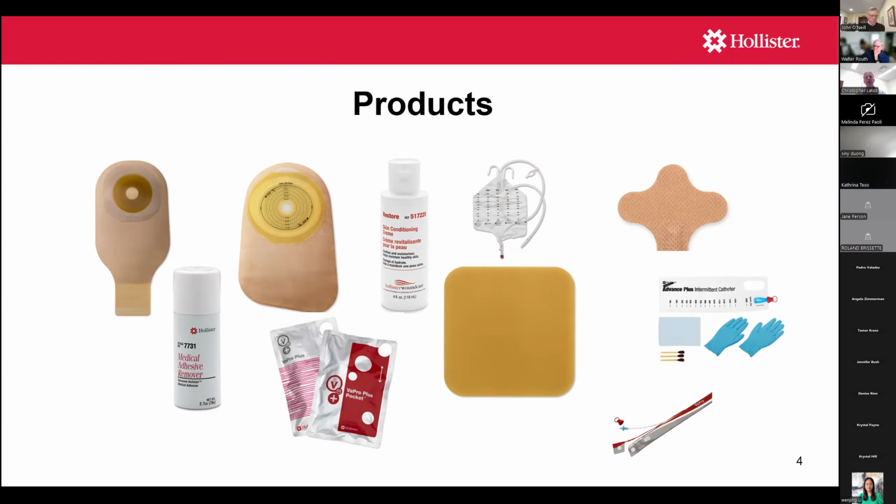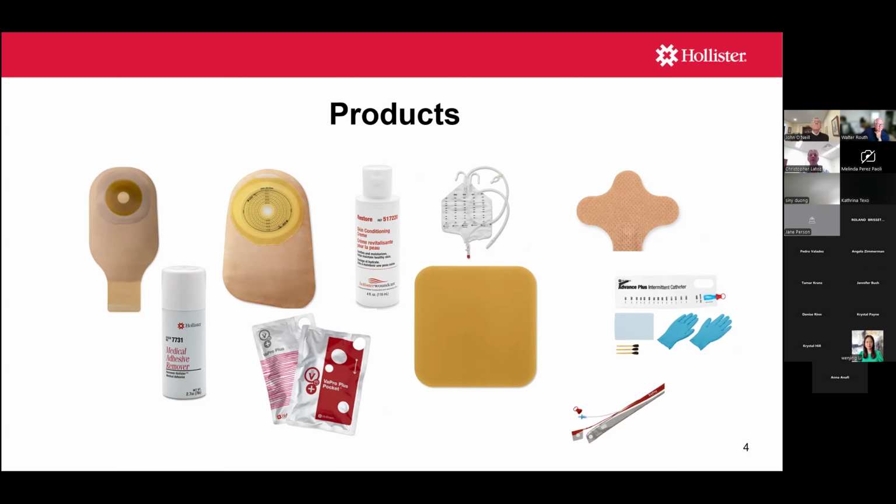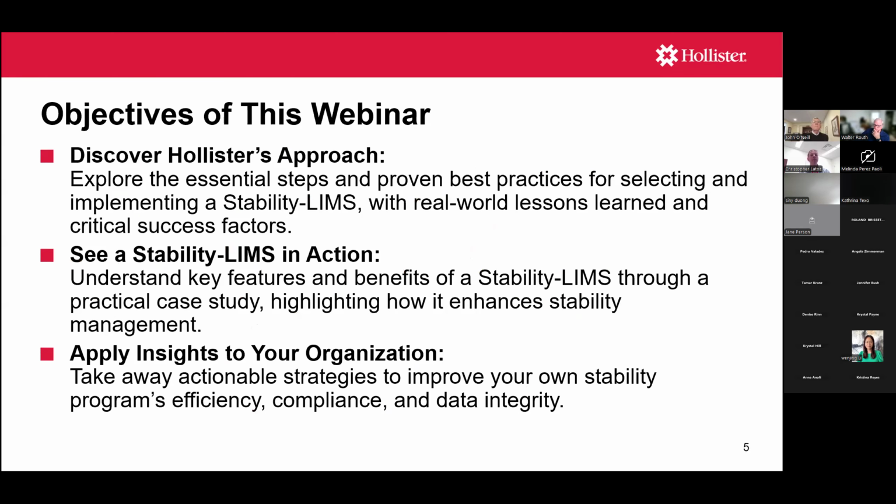We also make continence care products such as these intermittent catheters. So these are used primarily by spinal cord injured patients that have to self-catheterize in order to urinate. So these are all single-use disposable medical devices. Just want to give you a little background on my company.